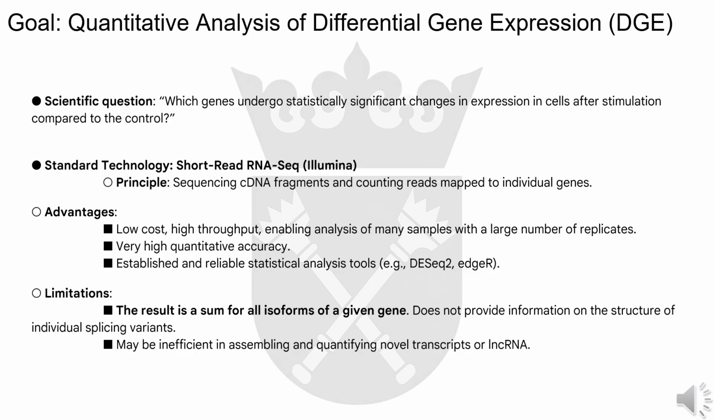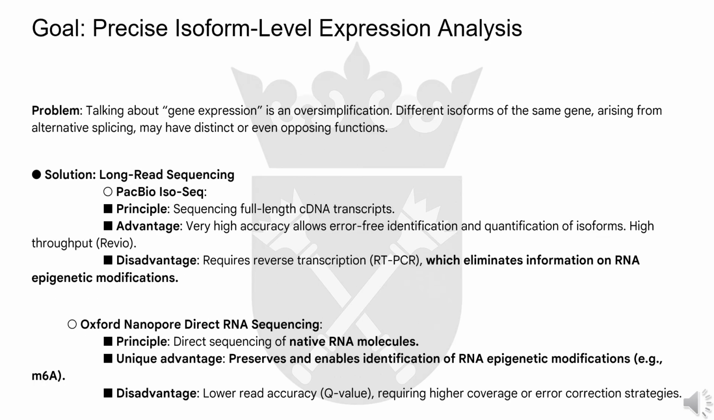However, we have to remember that when using short reads, we obtain the sum of expression for all variants of a given gene. We cannot see how individual isoforms, different mRNA versions resulting from alternative splicing, change. In some cases, this may be a limitation. We often say this gene has increased expression, but that is an oversimplification.